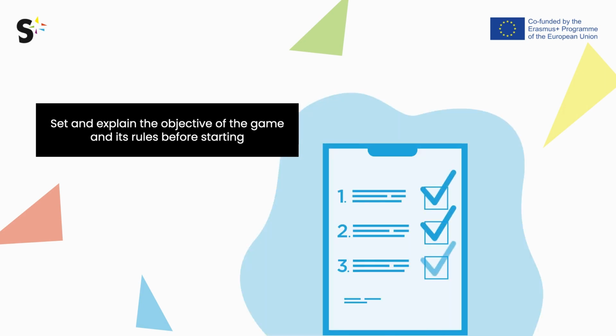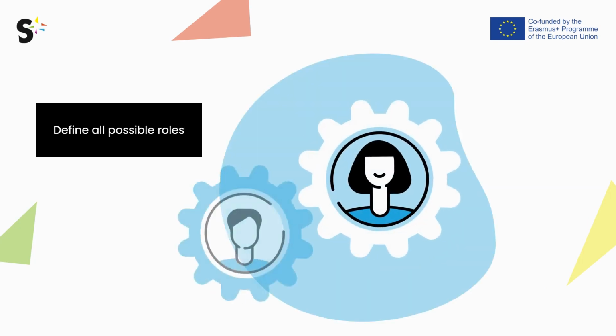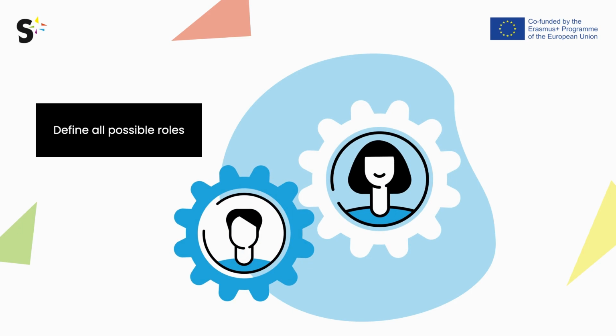It is crucial to set the objective of the game and its rules and to have them explained to learners before starting the experience. It is essential to define the possible roles of users in the experience and, if relevant, the possibility of having different roles: active and passive, observer, leader, followers, among others.